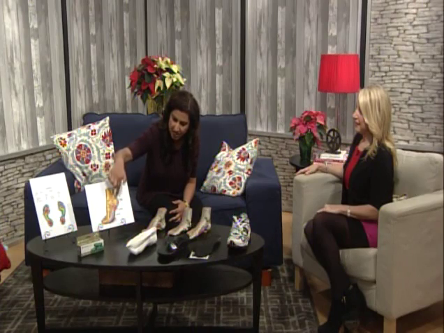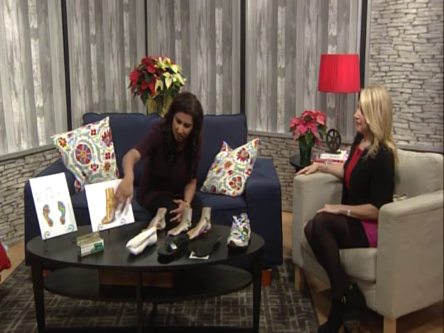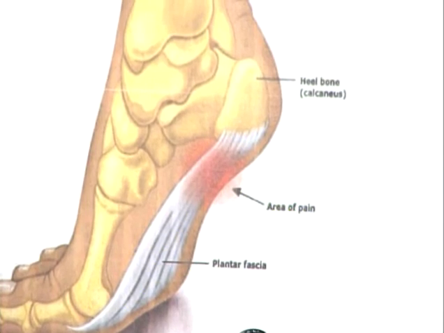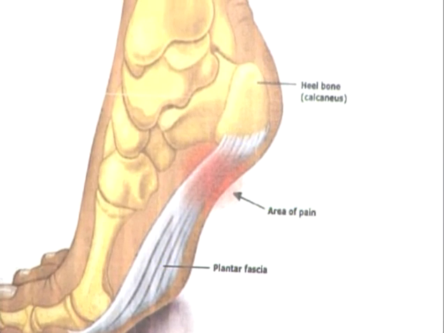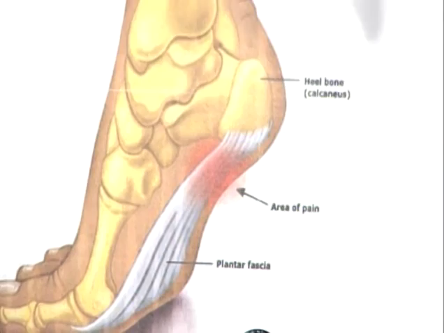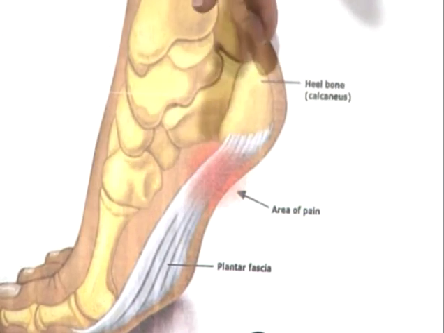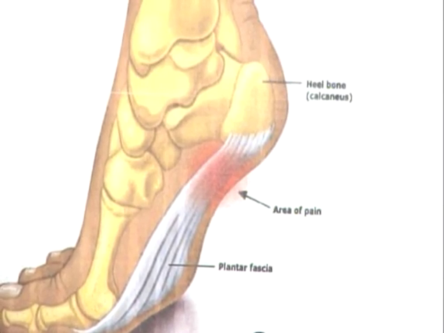Well, plantar fasciitis is an inflammation of the plantar fascia, which is a structure found on the bottom of the foot. I actually have a diagram here of the plantar fascia, and you can see it originates at the heel bone and fans out and attaches into the base of the joints in the ball of the foot. And plantar fasciitis is essentially an inflammation associated with micro tears, and it can occur anywhere along the length of this structure, but generally occurs closer to the heel bone.